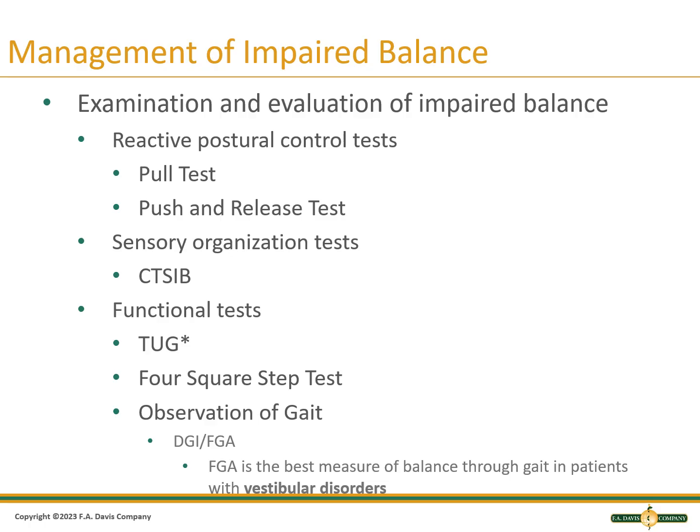Our sensory organization tests, such as the CTSIB, look at how well the body integrates information from the vestibular, visual, and somatosensory systems. We'll look at this more on the next slide. And then functional tests observe balance during functional activities. Examples of these are going to include the timed up and go, the 4-square step test, the dynamic gait test, or the functional gait assessment.